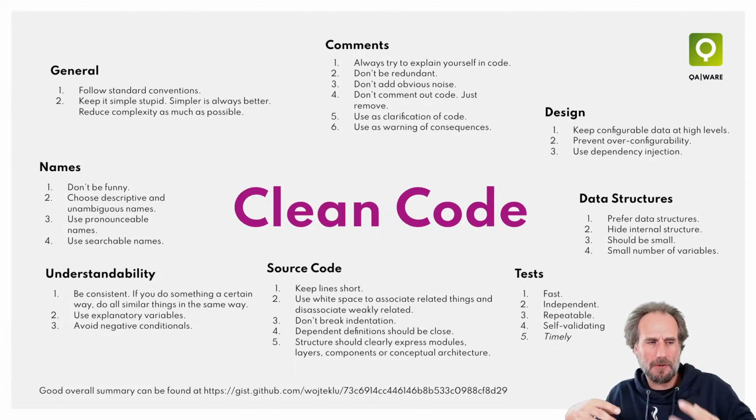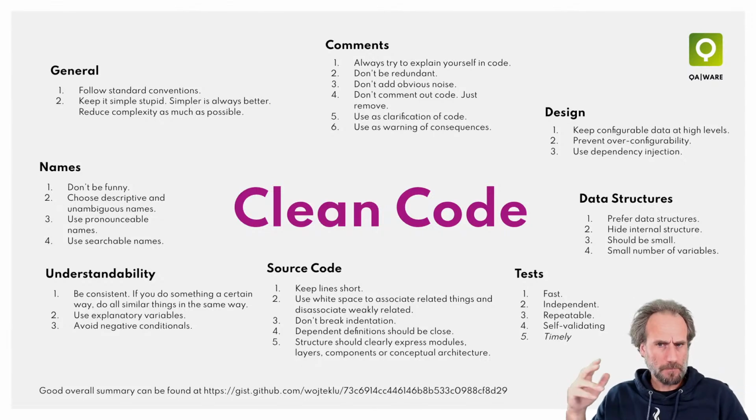So there is a lot about understandability. Now, people might say, well, for understandability, I add comments. Well, be careful with those. Always try to explain yourself in code and not necessarily in comments. Don't be redundant. Don't add obvious noise. "This is a Terraform definition." Yes, I know this is a Terraform definition. So this is just noise. Don't comment out code. Just remove it, right? Otherwise, it's technical debt. Maybe use comments as a warning of consequences or something like that.